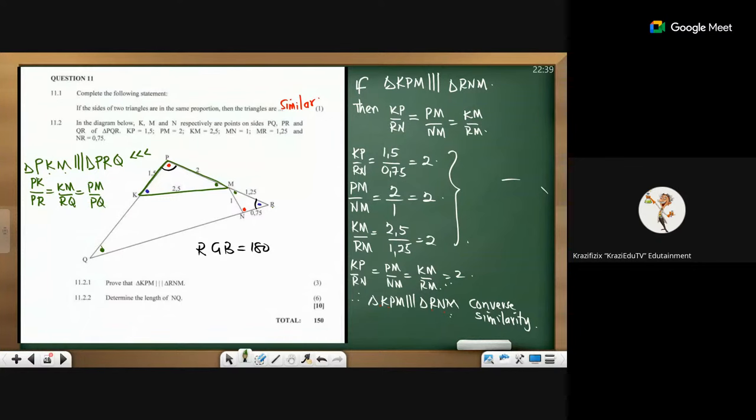My main thing that I'm looking for is, do I know PK? Yes, 1.5. Do I know PR? Lovely, 3.5. Do I know KM? 2.5. Once I get RQ, I'll then say QN equals RQ minus that. Makes sense to you guys? Let me know. It's quite a high-order type of question, but yeah, it's a mark met.